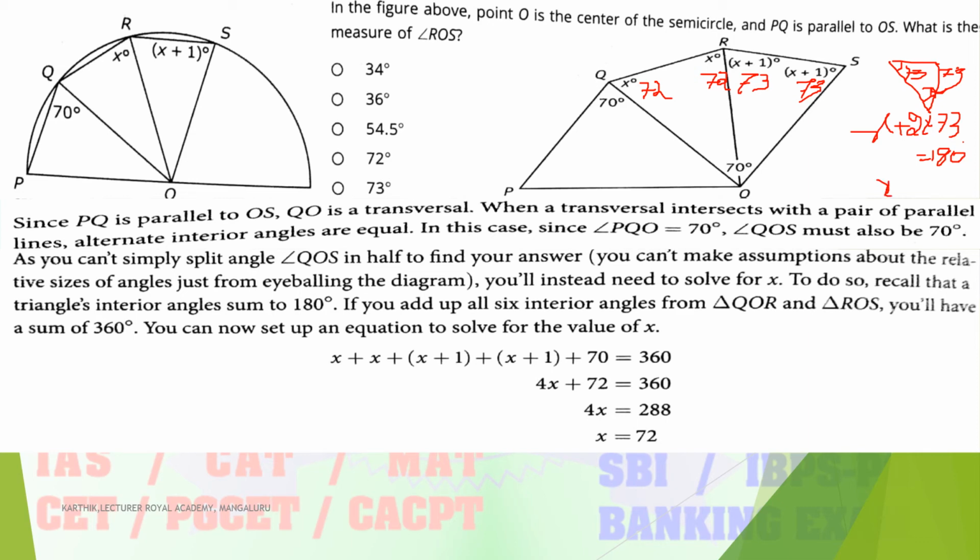So x is how much? 3 2s are 6, 7 2s are 14. So 146, this is 146. So it is nothing but 180 minus 146, which is 34. So the answer is 34 degrees. They told you to find out what? Angle ROS. ROS is 34 degrees. So which one is correct? This answer is correct. So first find out by splitting like this.